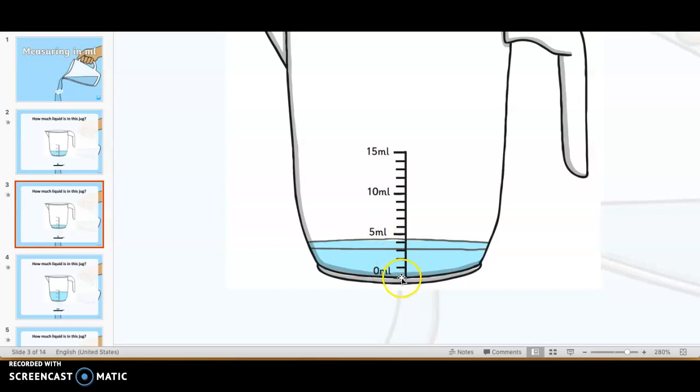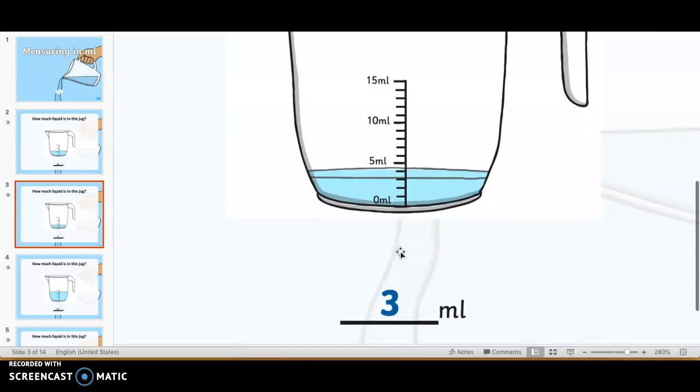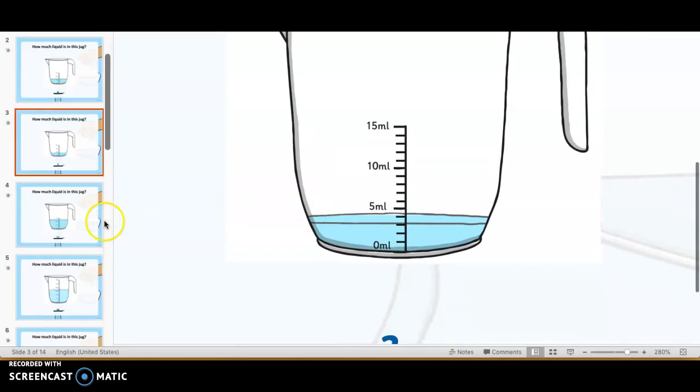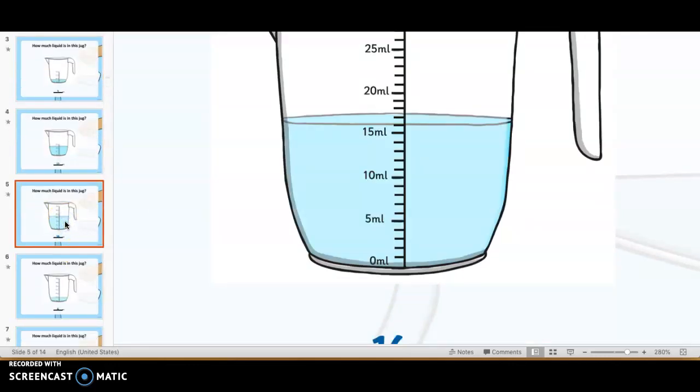So we count up from 0, 1 milliliter, 2 milliliters, and 3 milliliters. And there we go. Now I'll show you one that has a different scale, and we use the same method.